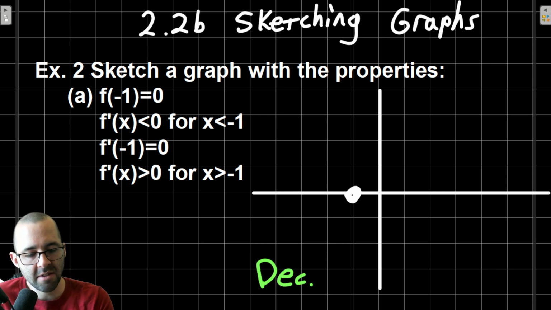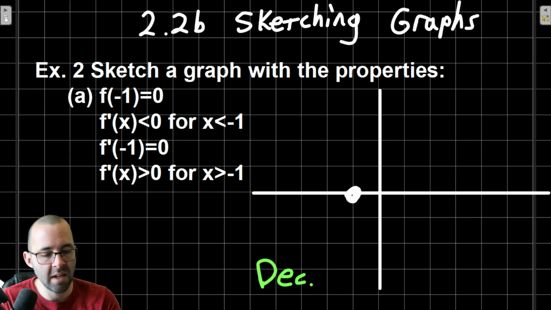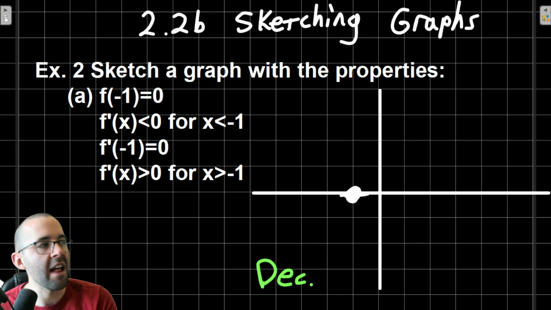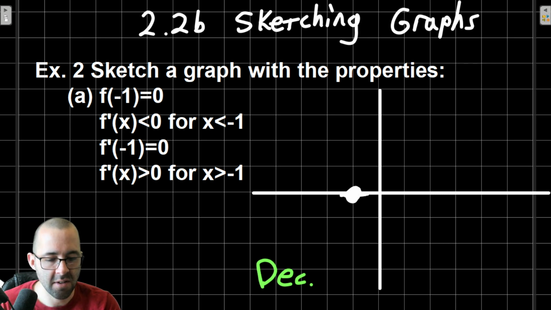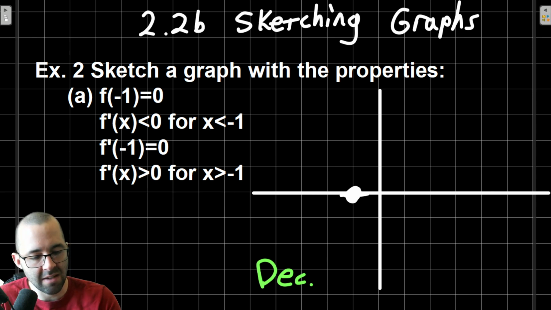Next piece of information, this third one, the derivative at this specific point is also 0. So remember, that means relative maximum or relative minimum. It means horizontal tangent line. So very locally, we have kind of like this flat line at the function. And then to the right of this point, our derivative is positive. So to the right, we should be increasing.